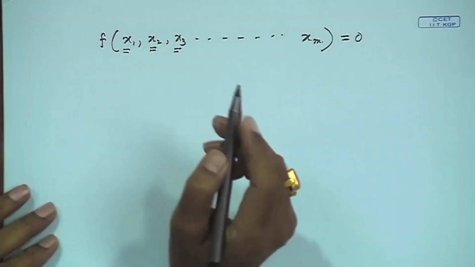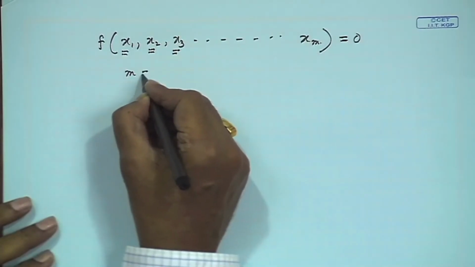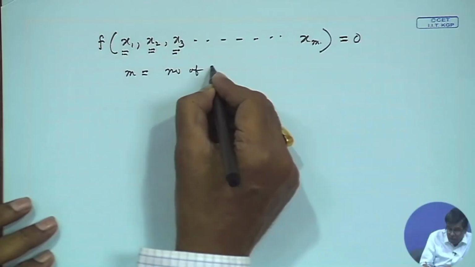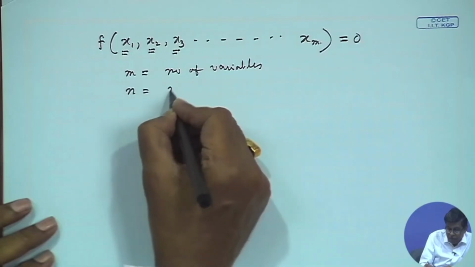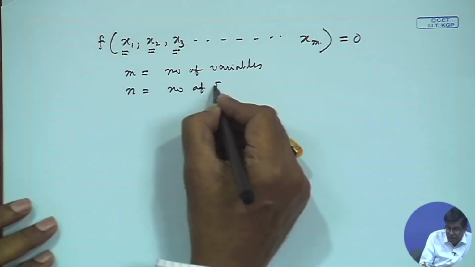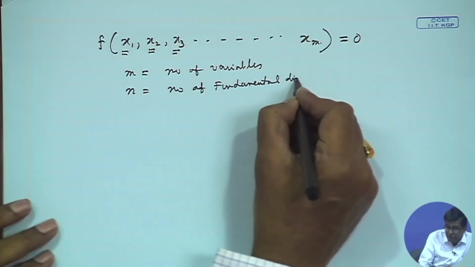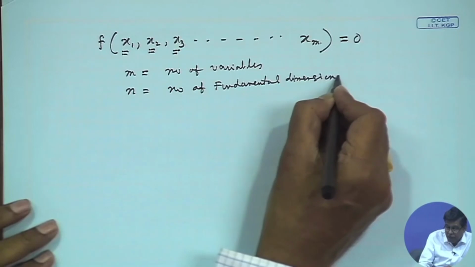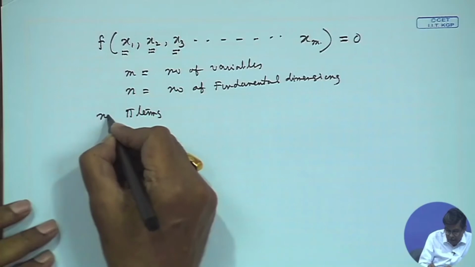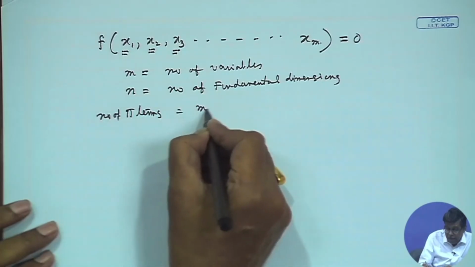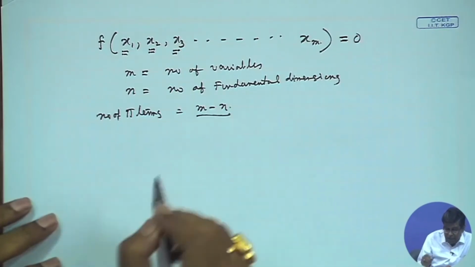So, after that, m is the number of variables. Now, we see if these variables are expressed by n number of fundamental dimensions, n is the number of fundamental dimensions, then by Buckingham's pi theorem, the number of pi terms will be m minus n. Now, how to do it? How to find out this m minus n pi terms?